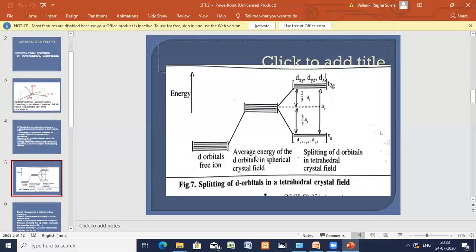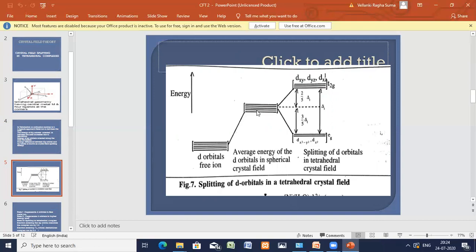Here you can see the diagram. D orbitals, they're having the same energy, 5 orbitals. As the ligand is approaching the d orbitals, the energy has increased. Still they are in the degenerate state, same energy state. Previously, energy is less. As the ligands are approaching, the energy of the orbitals increases, but still they are in the degenerate state.